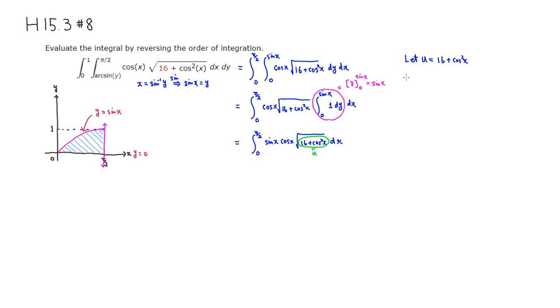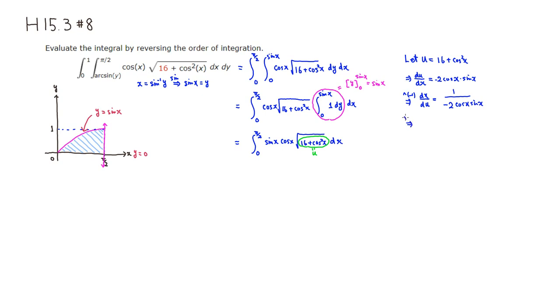Then as usual, I'm going to just go ahead and take the derivative. So du over dx is equal to, all right, derivative of 16 is 0. Derivative of cosine squared would be 2 cosine of x times derivative of cosine, which is negative sine of x, right? So if you solve for dx, I'm going to just take the reciprocal. Dx over du is equal to 1 over negative 2 cosine of x sine of x.